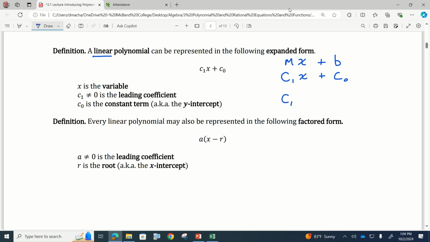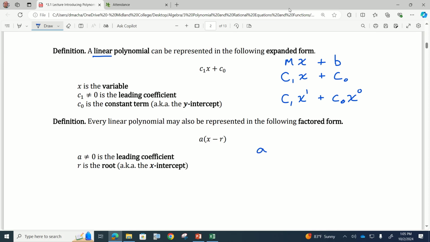And I might call it c1 because this is basically the coefficient that multiplies x to the 1 power. And c0 is just that coefficient in my polynomial that multiplies x to the 0 power. But this is why I'm writing it this way. So x is a variable, c1 is the leading coefficient, c0 is the constant term. That's also the y-intercept if you graph this line.